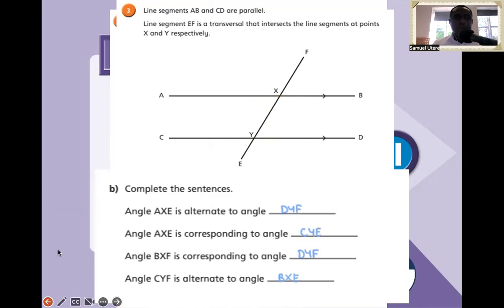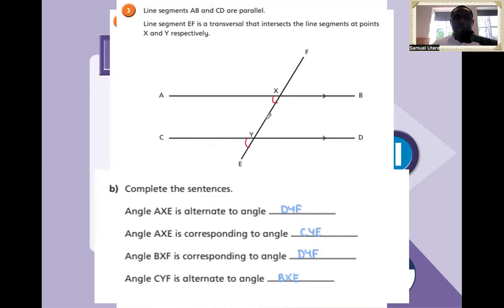All right, next, angle AXE is corresponding to angle CYF. Angle AXE, this angle, AXE is corresponding to CYF. So CYF. Sorry, CYE. Yeah.